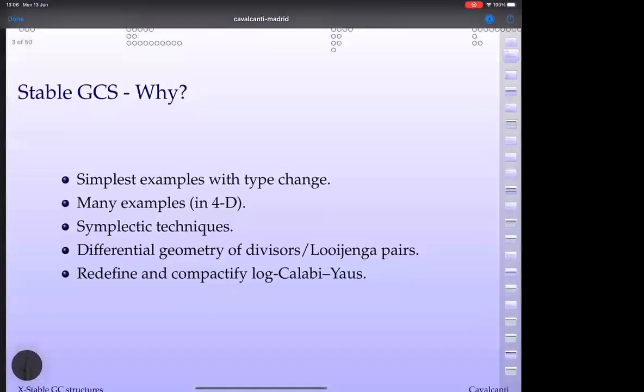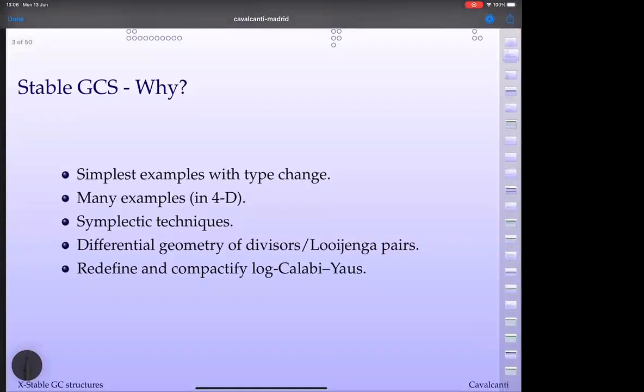And why did we study these stable generalized complex structures? First, because they exhibit this type change. They're not purely symplectic, they're not purely complex, they have a bit of both. That seemed like an interesting feature of generalized complex structures that was missing in the standard cases. We thought that if you look at that, you'll be able to get interesting examples and interesting properties that are missing for constant type cases. So that's what we did.